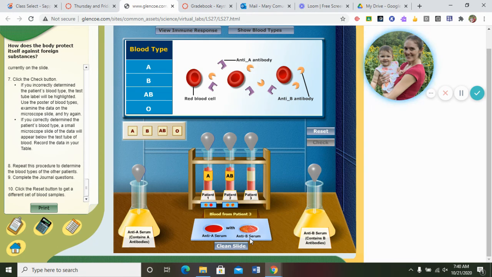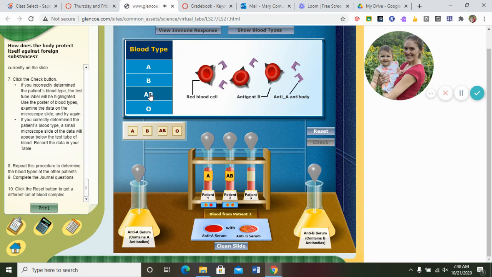So it clumped with the anti-B serum, which means that it contains B antibodies. So that would be probably type B, and it is type B. So my three types are A, AB, and B.